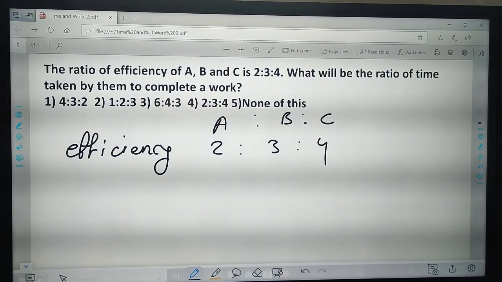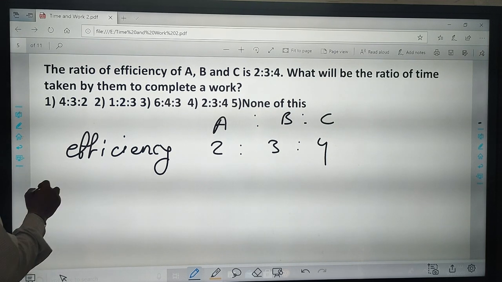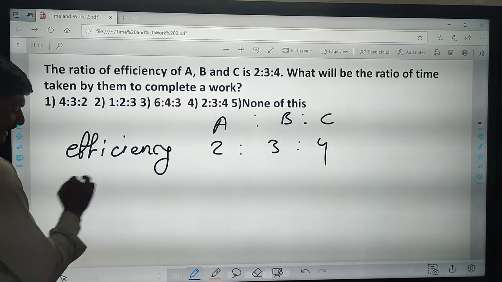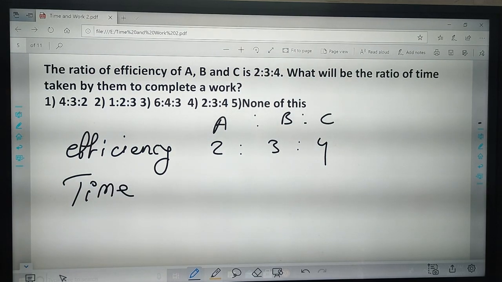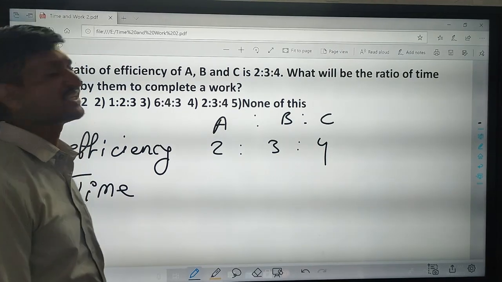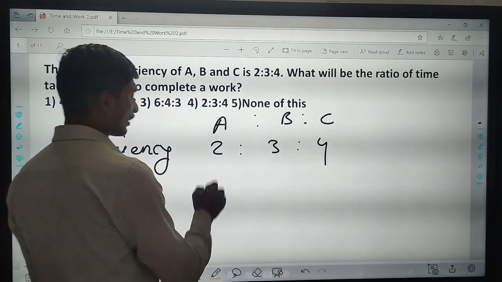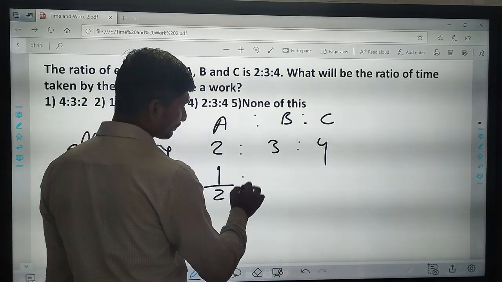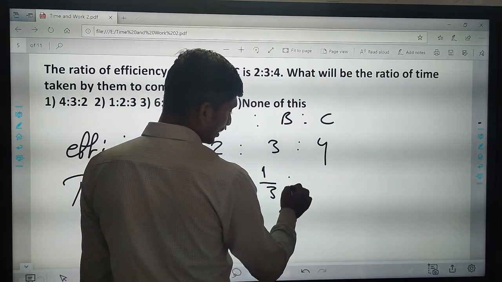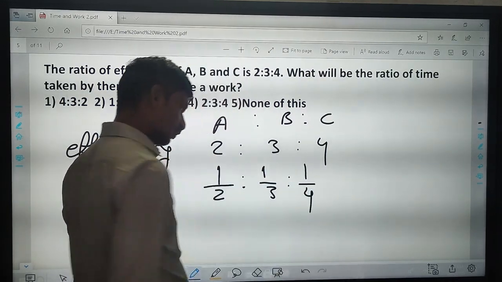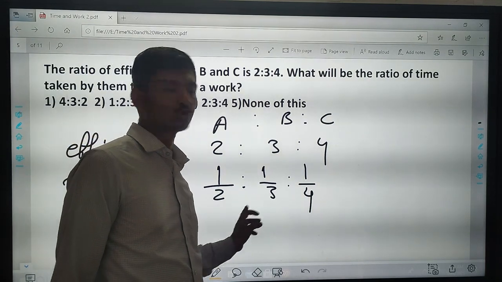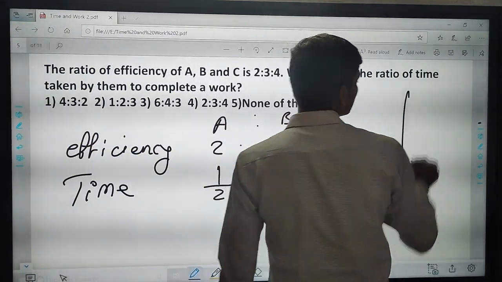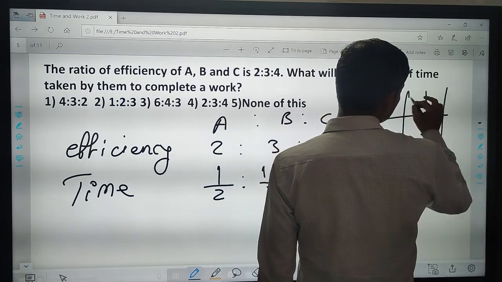Then what will be the ratio of time taken to complete the whole work? The ratio of time is the reciprocal of efficiency. That is 1/2, 1/3, 1/4. Now here we find the LCM of 2, 3 and 4.